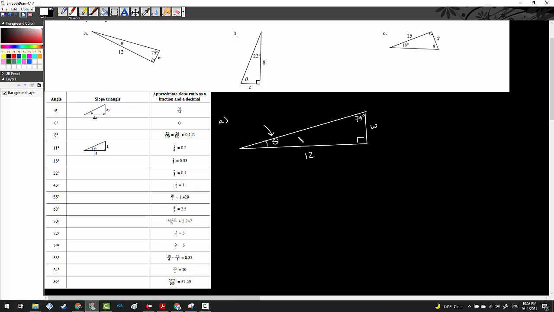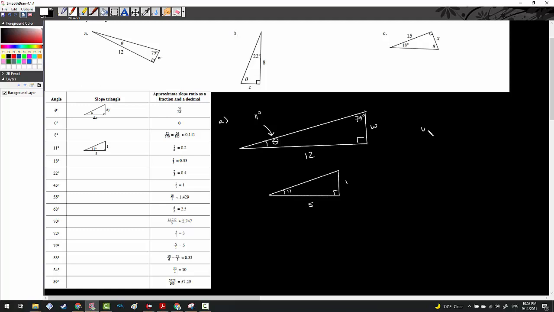This angle theta here, with this guy being 90 and this guy being 79, that makes this guy 11 degrees. Which makes my similar triangle, based on my resource page here, this triangle right here that has a slope ratio of 1/5. So I'm going to use the notion of similar triangles with this 11 degree angle right here, this being 1, this being 5. And I'm going to use a proportion to solve for W here.